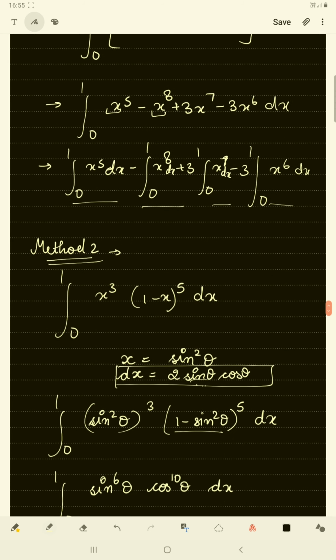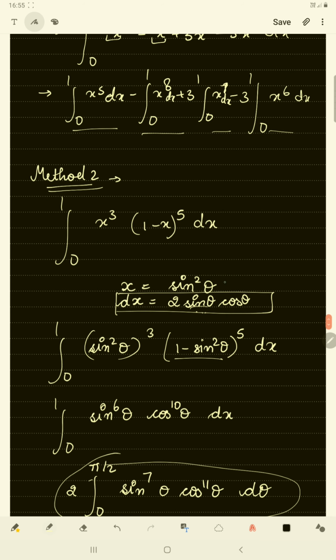So I would recommend you guys to remember the substitution method, because this is very new to you. When you get used to the substitution, you will automatically think of the substitution that you must do to solve this question with ease.